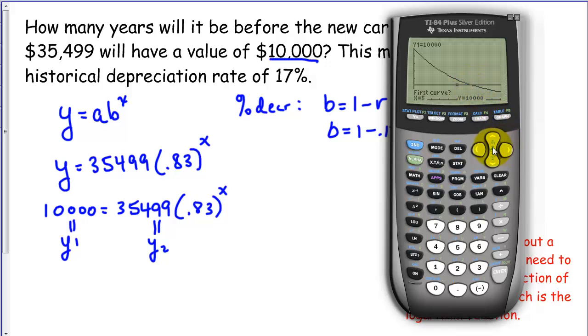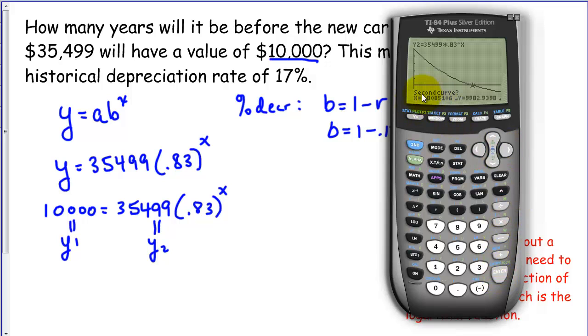Now we want to use the left and right buttons. If you use the up and down arrows, it toggles between the curves. So we want to go left and right. We're on the linear function, and we want to go to where it's near the intersection. Now we're going to press enter.